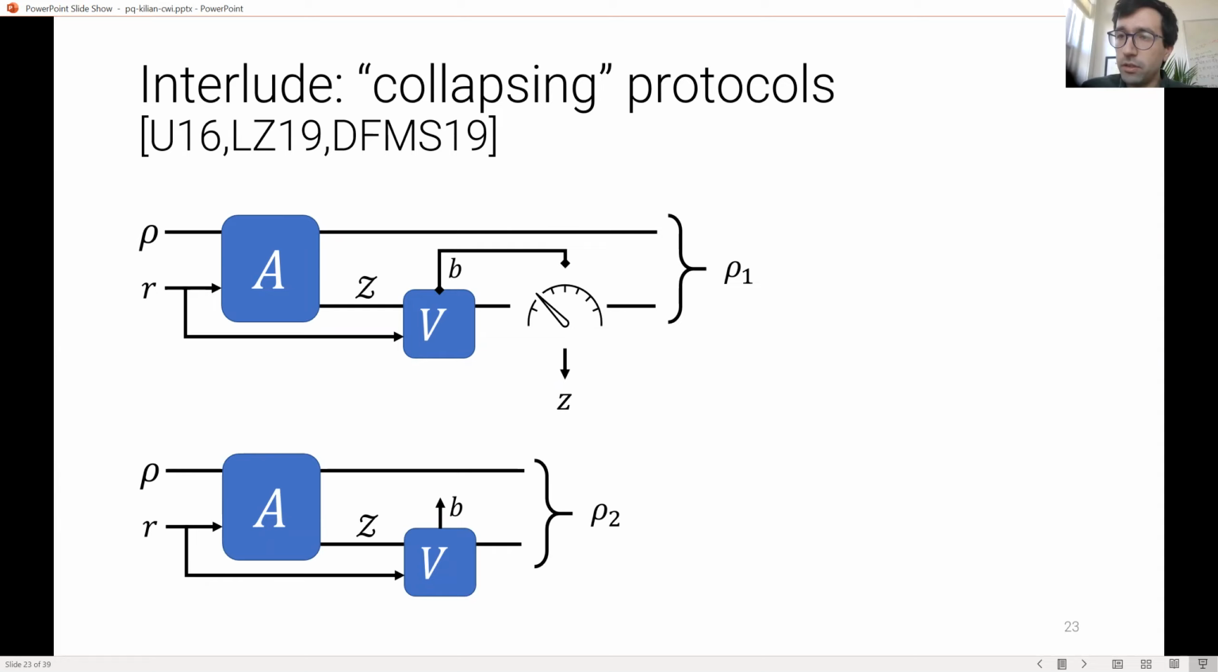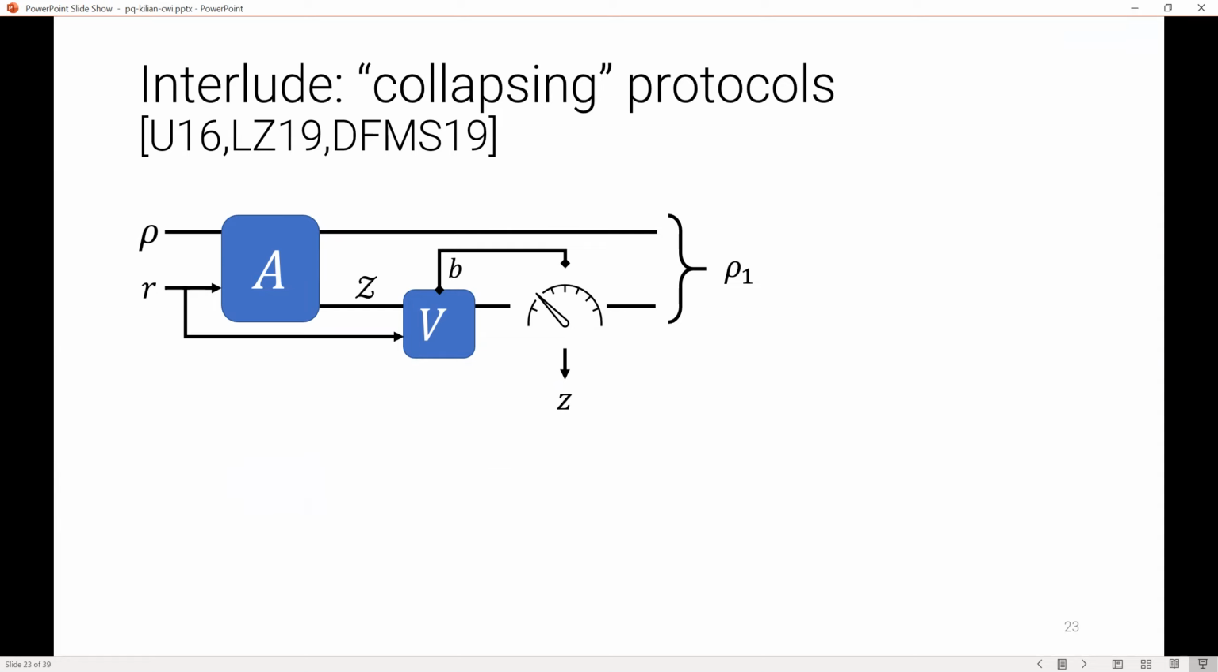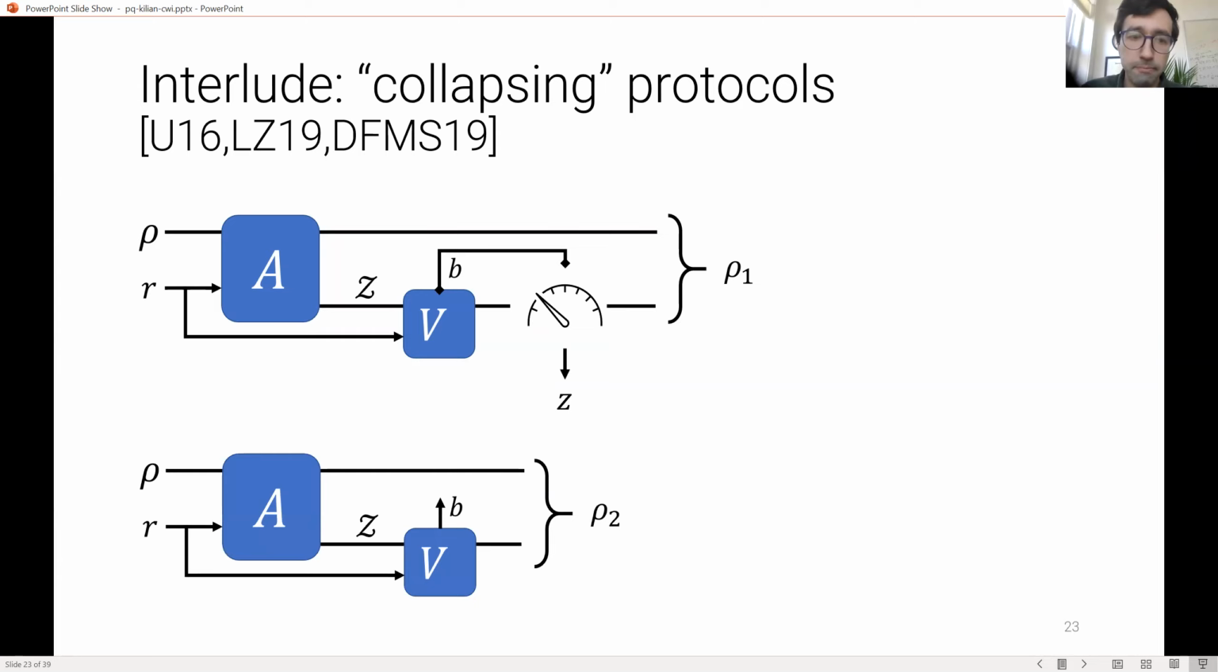Sorry, so is the bit B measured, or is the output of the verifier in a coherent superposition as well? The bit B is measured. Okay. Yep. So V is a binary projective measurement.